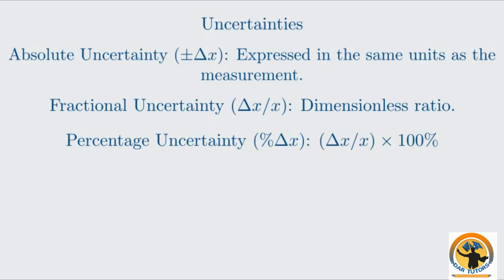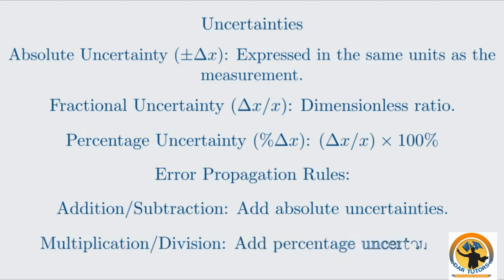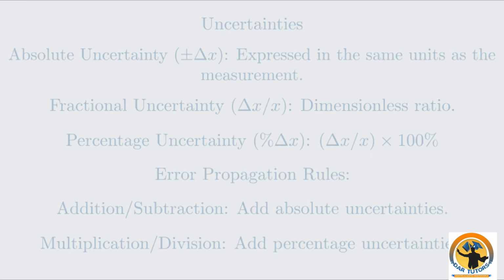When you perform calculations using multiple measurements, you must propagate or combine their uncertainties. For addition and subtraction, you add the absolute uncertainties. For multiplication and division, you add the percentage uncertainties. It's crucial to understand the difference and apply the correct rule. Let's work through a detailed titration example that includes calculating and propagating uncertainties.